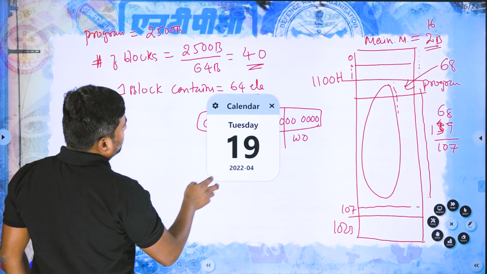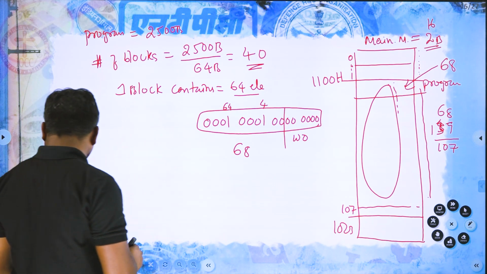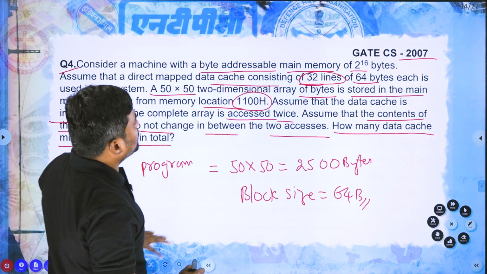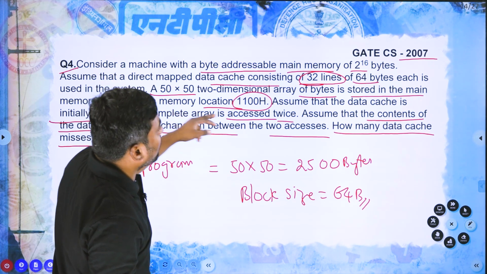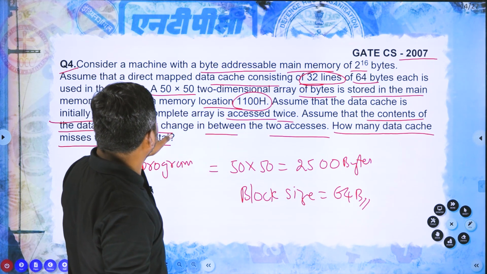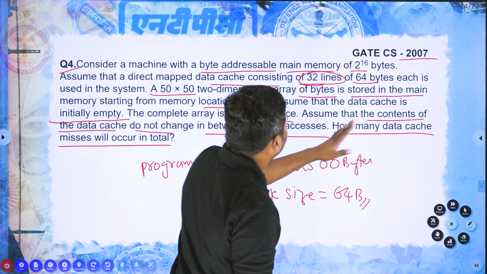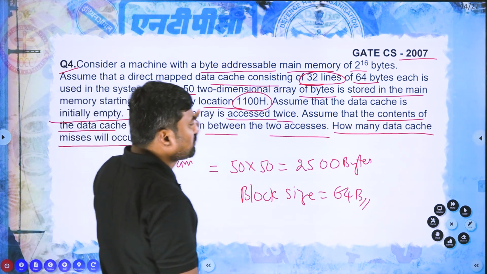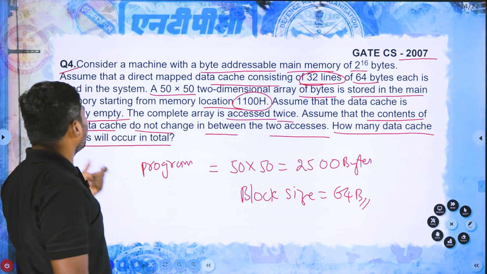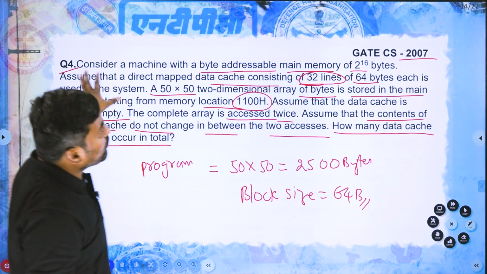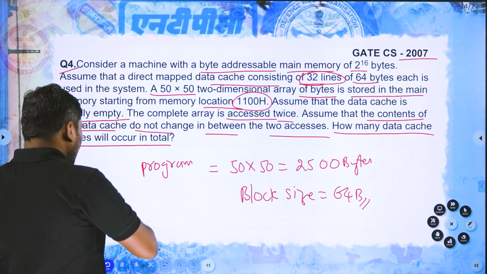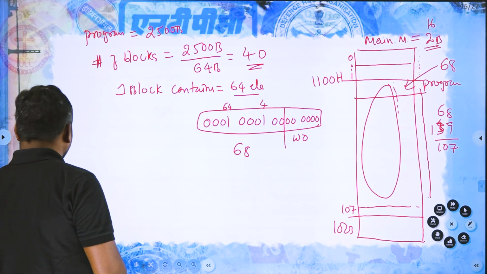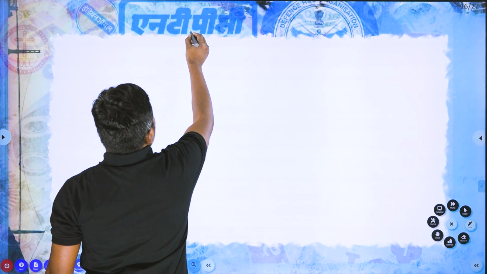So what is the question? Let me take the previous slide. What is the question here? This entire array is accessed how many times? The complete array is accessed twice. Assume that the content of the data cache is not changed between that. How many data cache misses will occur in total? But we have to map to cache, right? How many cache memory blocks are there? 32, right? So initially the cache is empty, that we have to notice. Fine. So let me take the cache part now.